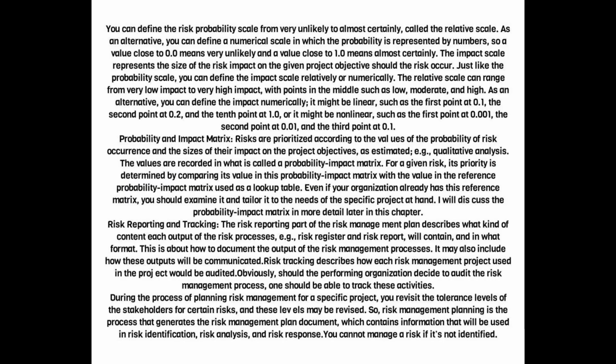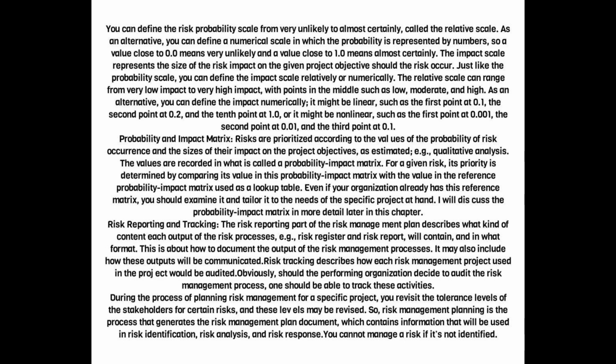You can define the risk probability scale from very unlikely to almost certainly, called the relative scale. As an alternative, you can define a numerical scale in which the probability is represented by numbers, so a value close to 0.0 means very unlikely and a value close to 1.0 means almost certainly. The impact scale represents the size of the risk impact on the given project objective should the risk occur. Just like the probability scale, you can define the impact scale relatively or numerically.